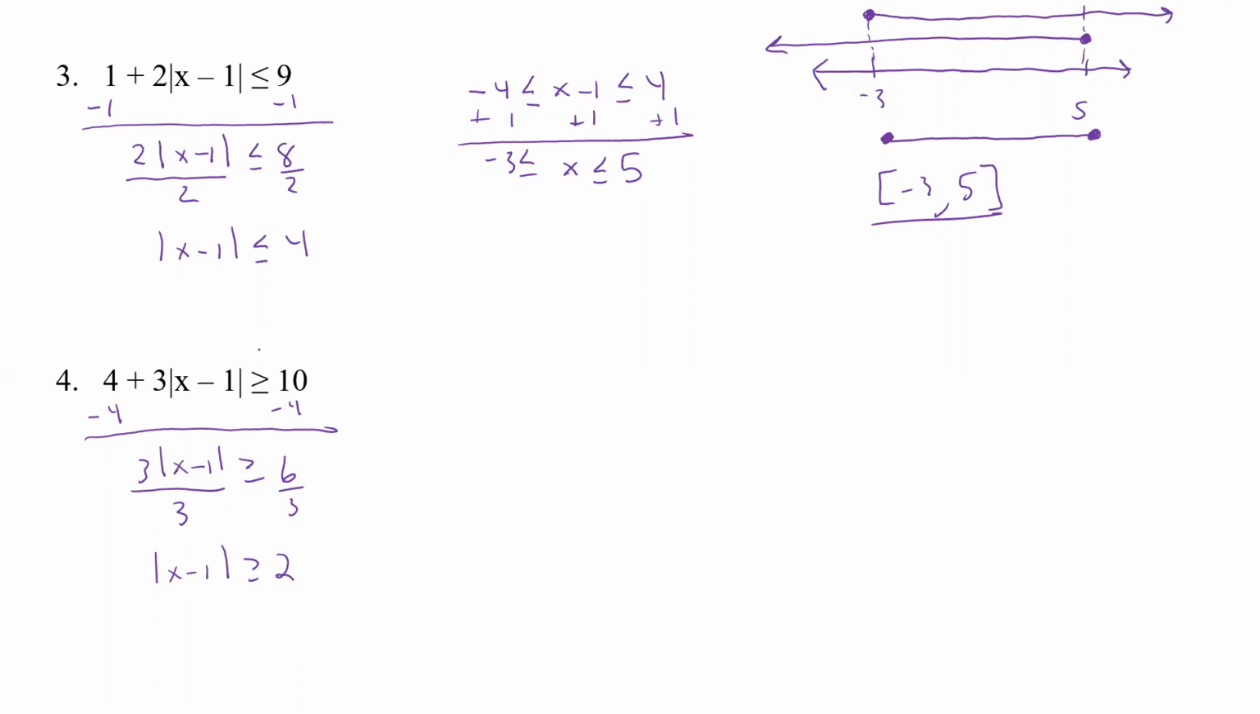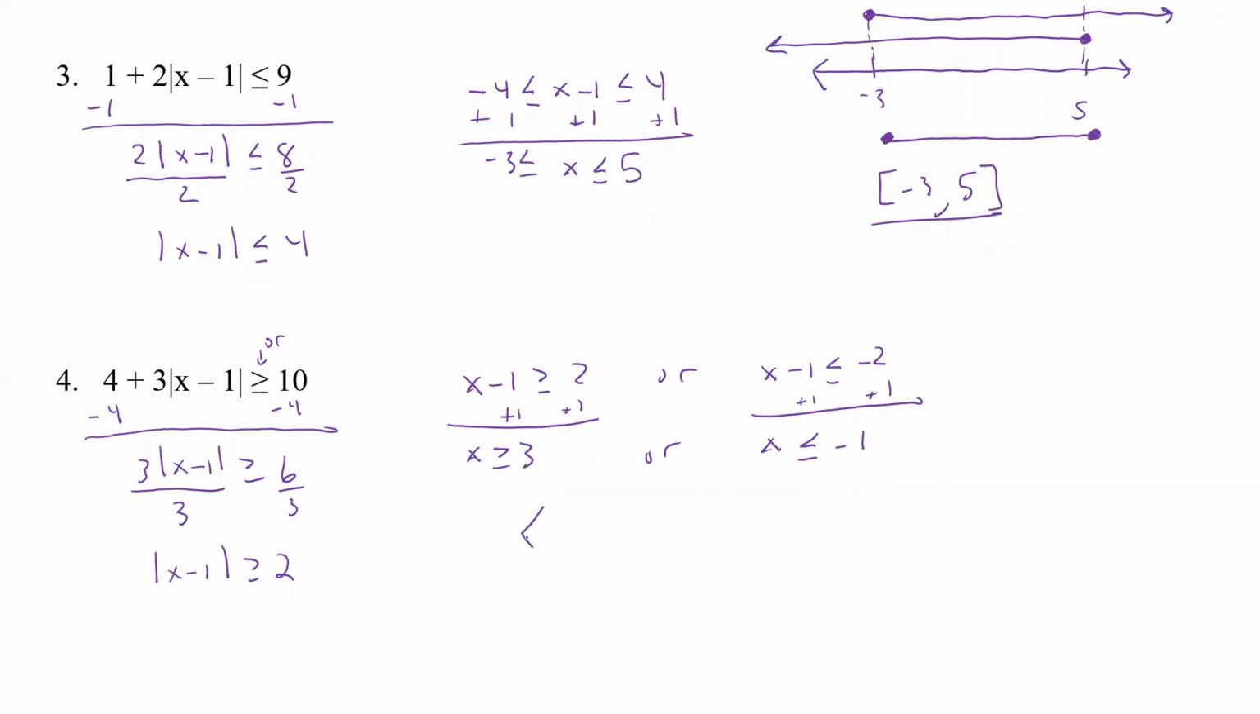All right, remember with greater than or equal to, that's going to give us an or. So we're going to have x minus 1 greater than or equal to 2, or x minus 1 is going to be less than or equal to -2. Okay. All right, now we just solve. So we add 1, x is greater than or equal to 3, or now we add 1, x is less than or equal to -1.